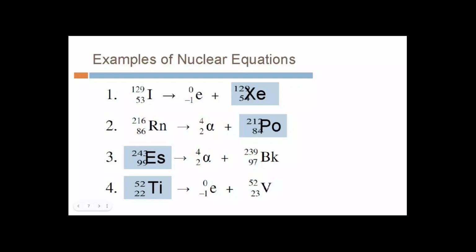So 243 einsteinium gives off an alpha particle, so its atomic number will decrease by 2, and its atomic mass will decrease by 4. And you have deuterium giving off a beta particle, so its atomic number will increase by 1, but its mass number stays the same.